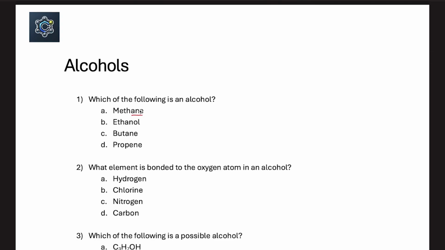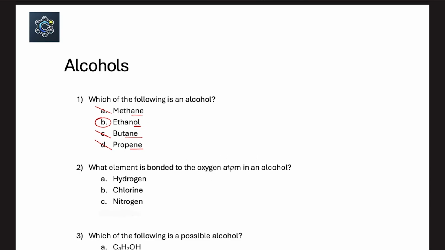Methane ends in -ane, so I know this is an alkane. It's definitely not the right answer. Butane also ends in -ane, and so I know that this is also not the answer. And propene ends in -ene, so I know this is an alkene. And so we're left with ethanol. And this is actually exactly how you can recognize alcohols. They end in -ol. But we'll go into depth about that in the next unit.